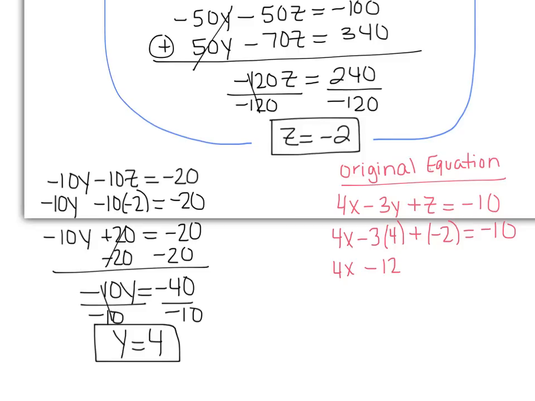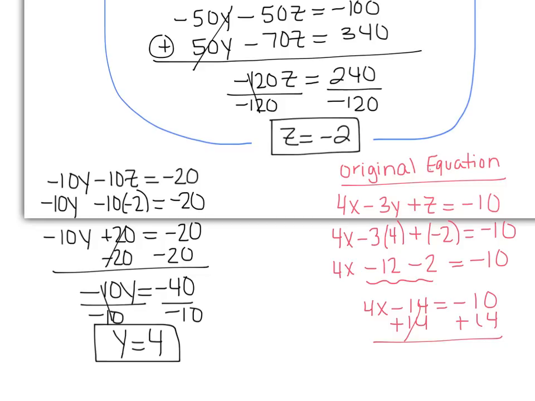4x minus 12 minus 2 equals negative 10. Combine my like terms. Add 14. 4x equals 4. Divide by 4. X is equal to 1. So you just found their point of intersection.